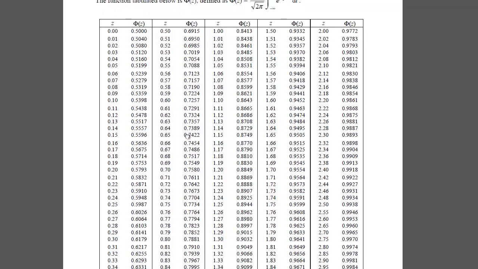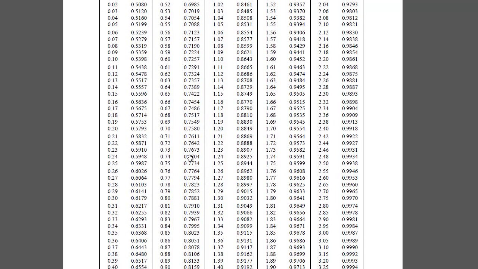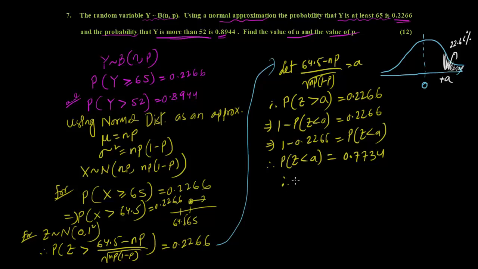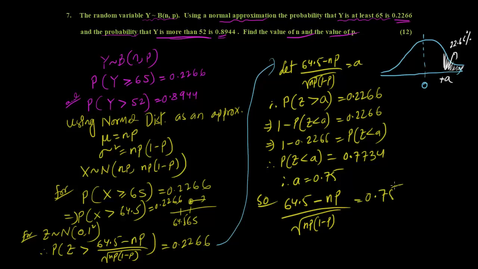0.7734 is now going to be on the table. So we have 0.7734 right over here. That means this one is the value of the probability and we're looking for z, 0.75. So we can write, therefore, a equals 0.75. Since we know the value of a, we can plug it into the first equation and we can find some sort of an equation. So (64.5 minus np) divided by square root of np(1 minus p) equals 0.75.